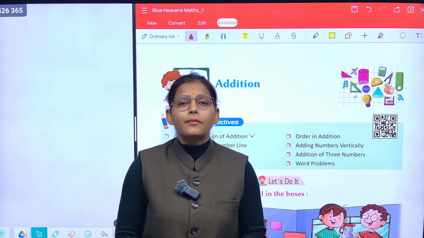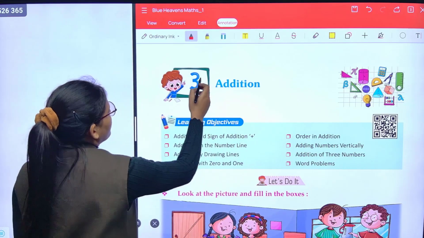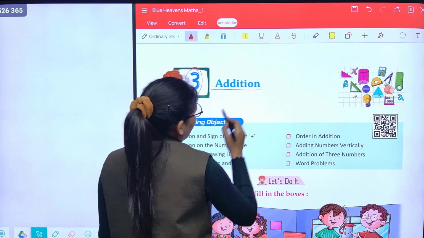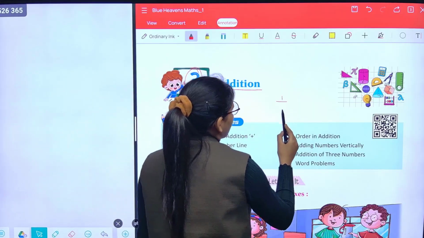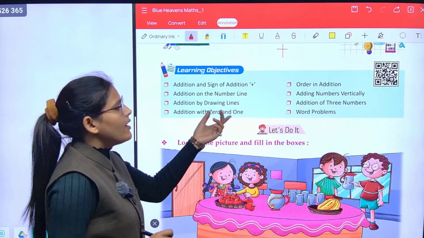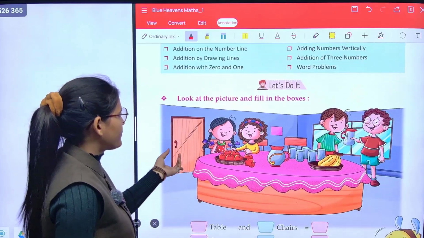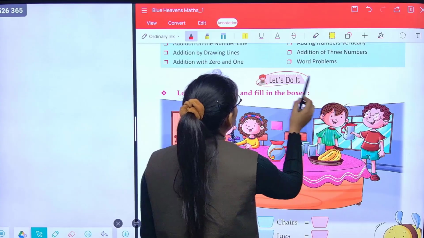Students, today we will learn chapter number 3. Chapter number 3, that is addition. The sign of addition is this, class. Now class, these are our learning objectives. So, let's start the chapter.